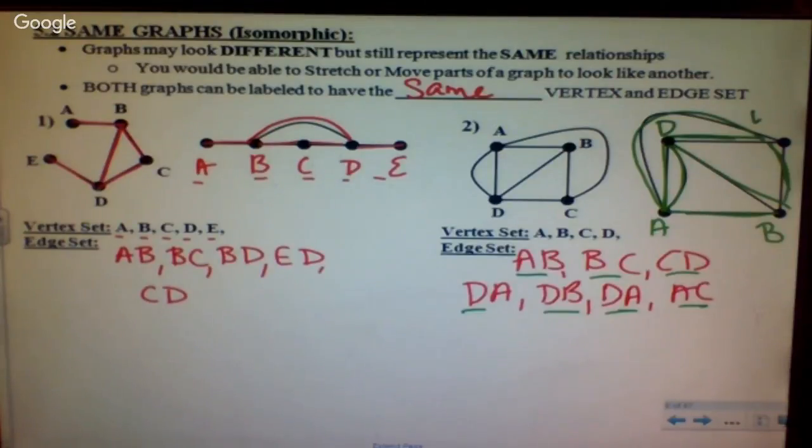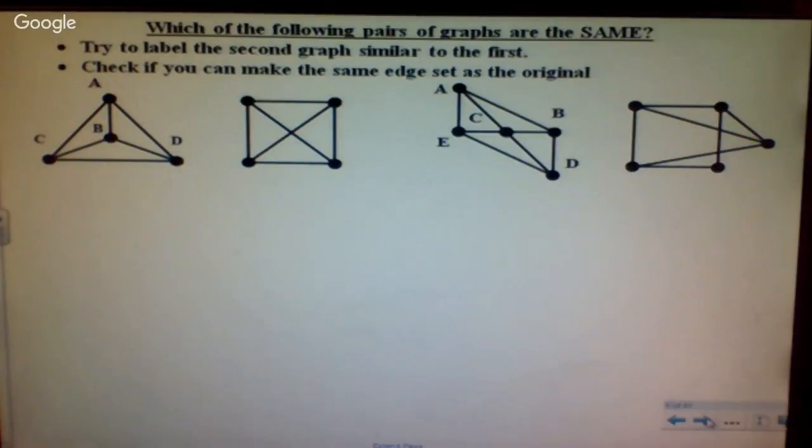Okay. So now, what I want you to do is you've got 4 different pairs at the bottom of your page. I want you to look at these graphs and say, are they the same? If they are, then write yes. If they're not, write no. Look at all 4 of them and see if you can determine if the 2 graphs that are side by side are the same. I will tell you there is one that is not. Can you find it? Probably. Which one doesn't work?